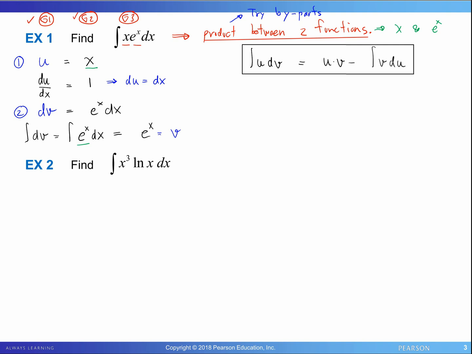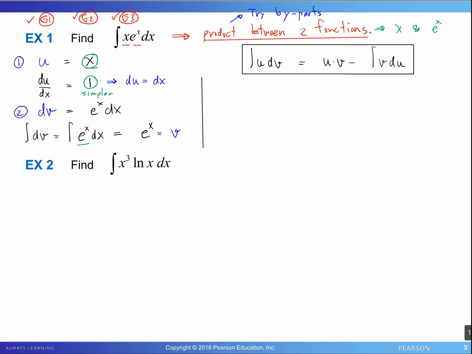Now let's check the last guideline. Is du simpler than u? du by dx is equal to 1, a constant. u is x, a polynomial. 1 is simpler, which means that du is simpler than u, which is good. And this means that the third guideline is satisfied. G3, check. Now let's put everything together on the right-hand side.